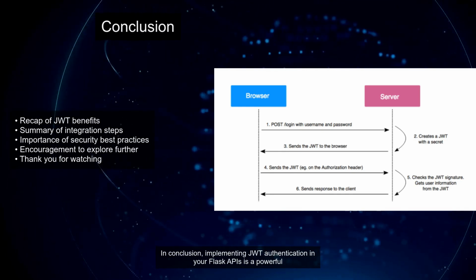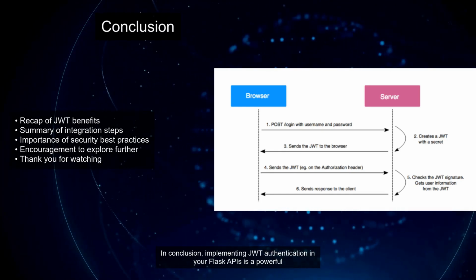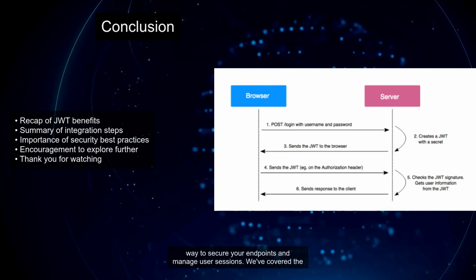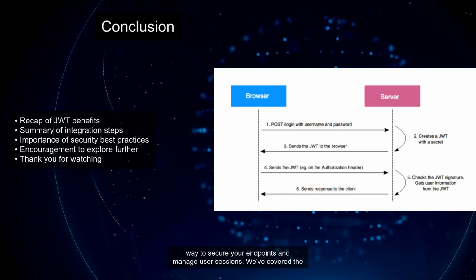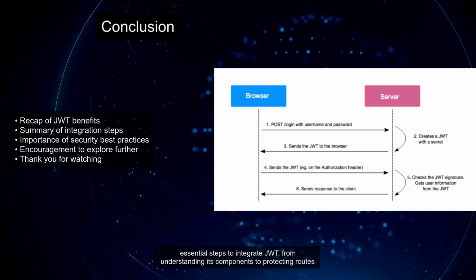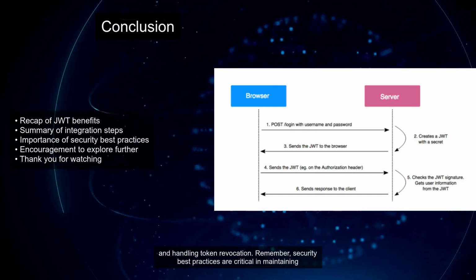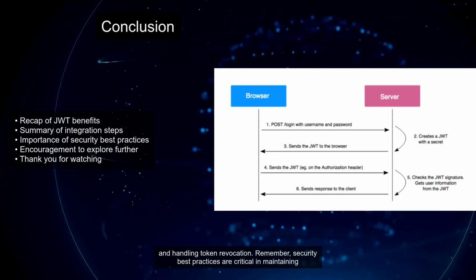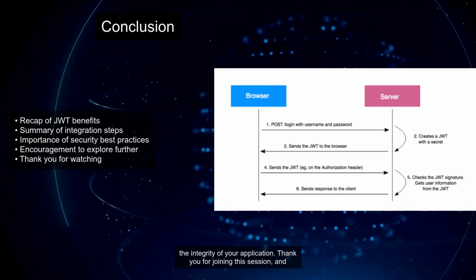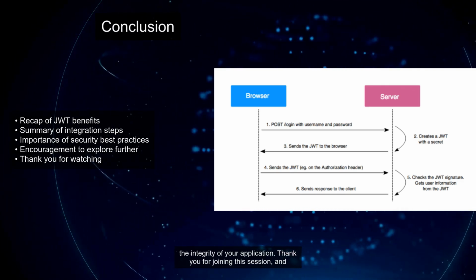In conclusion, implementing JWT authentication in your Flask APIs is a powerful way to secure your endpoints and manage user sessions. We've covered the essential steps to integrate JWT, from understanding its components to protecting routes and handling token revocation. Remember, security best practices are critical in maintaining the integrity of your application.